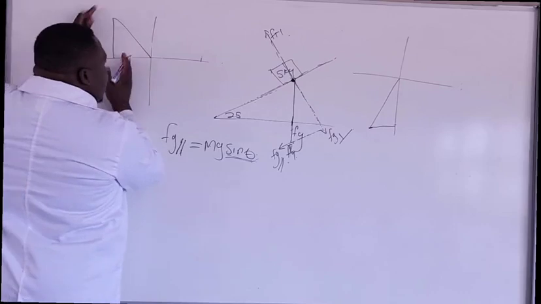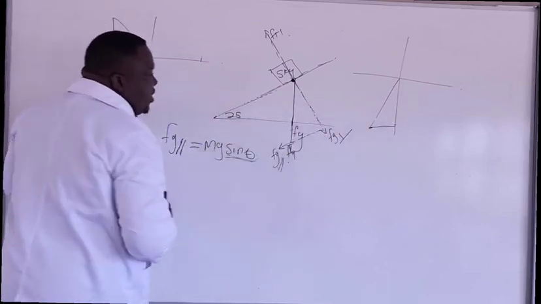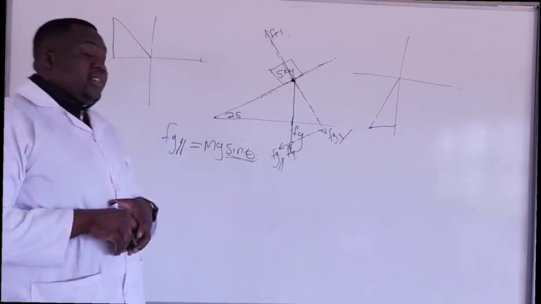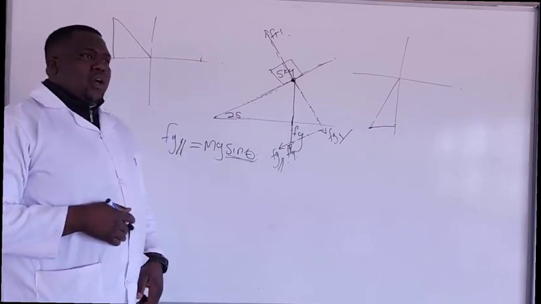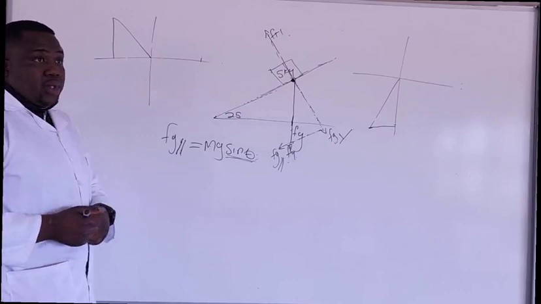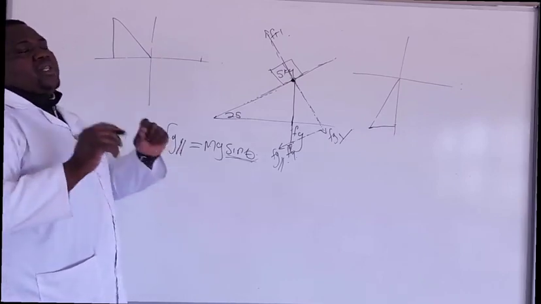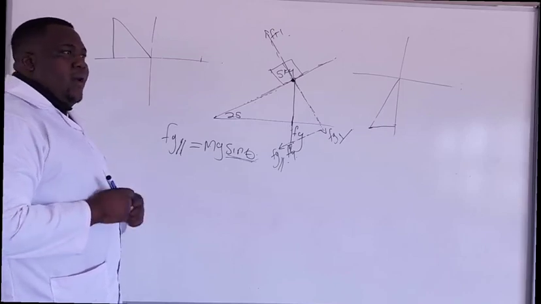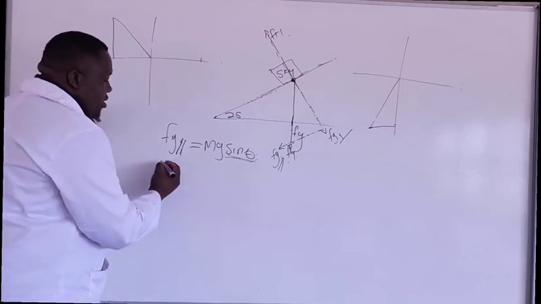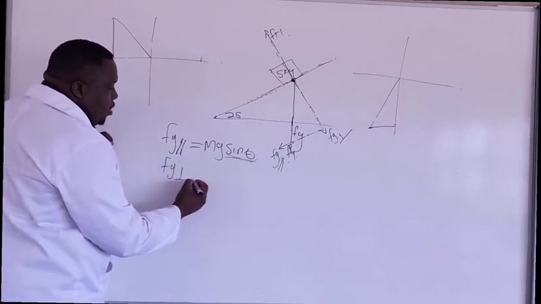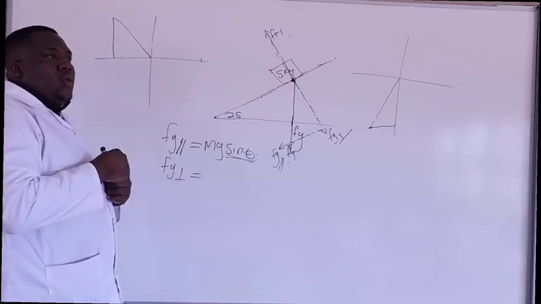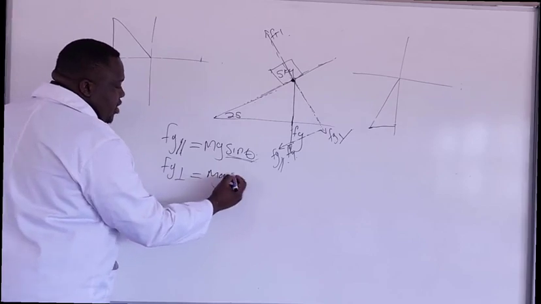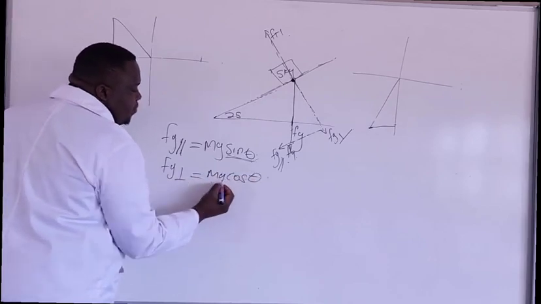If we rotate it and it forms something like this, cos will change into sine and sine will change into cos. I will demonstrate it to you shortly, but I've demonstrated it more in Work, Energy and Power, lesson number 1. So the formula for F_g perpendicular, vertical, is going to be mg cos theta.